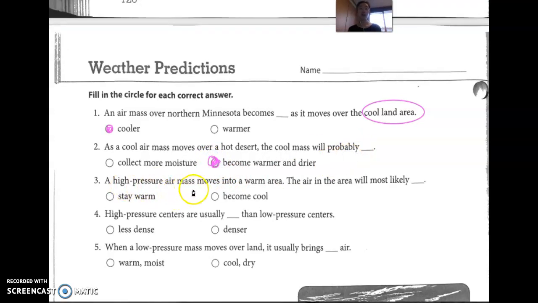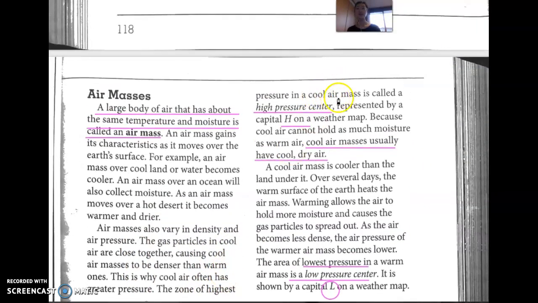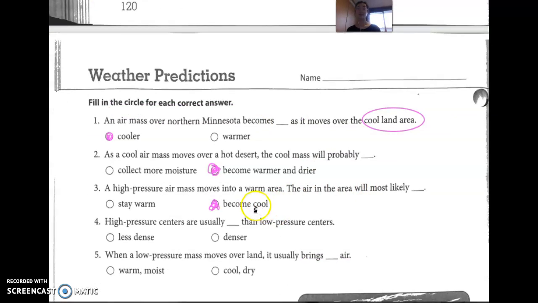A high pressure air mass moves into a warm area. The air in the area will most likely blank. Okay, well, it tells you here, the zone of highest pressure in a cool air mass is called a high pressure center, represented by a capital H. Because cool air cannot hold as much moisture as warm air, cool air masses usually have cool, dry air. Alright, high pressure will most likely cause cooler air. Okay? High pressure centers are usually blank than low pressure centers.